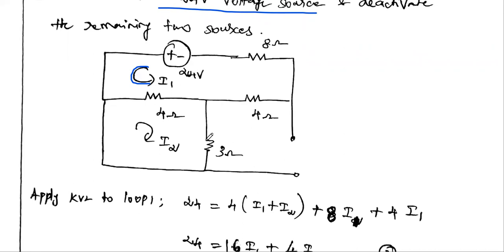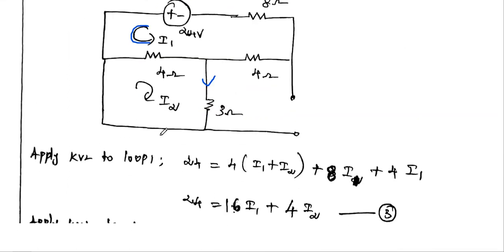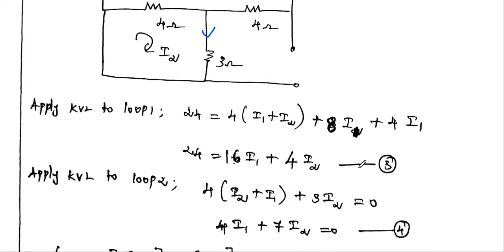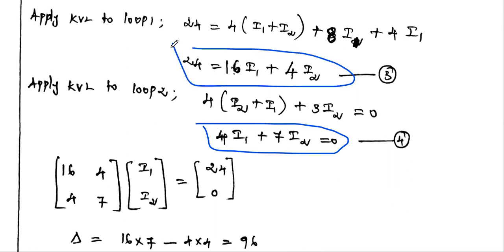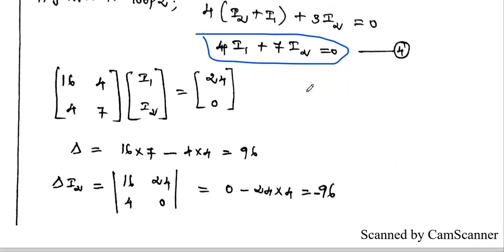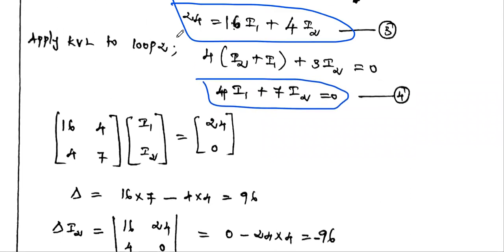Okay, so our aim is to find out the current flowing through this 3 ohm resistor. What is the current flowing through the 3 ohm resistor? Now it is I2. So you just write the KVL equation for loop 1 and the KVL equation for loop 2. You see, this is the KVL equation for loop 1, this is the KVL equation for loop 2. Then by solving these two equations, we can get the I2 current. So you convert these two equations into matrix.